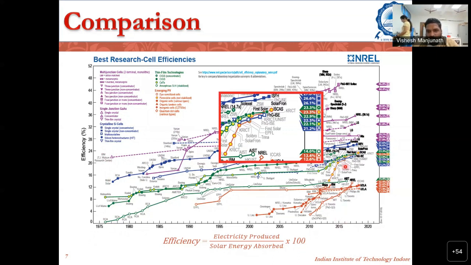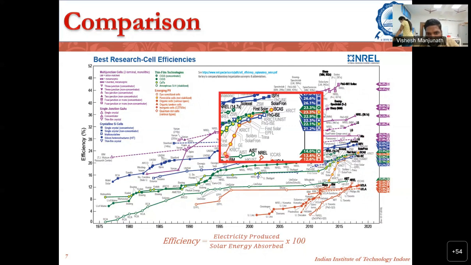We have different technologies, which have similarly taken a pretty amount of time to evolve and get some stabilized efficiency. These are around 46%, 44%. These are not from single junctions. These are with multiple junctions. It's like a tandem technology where two or three solar cells are used in tandem to get very high efficiencies.